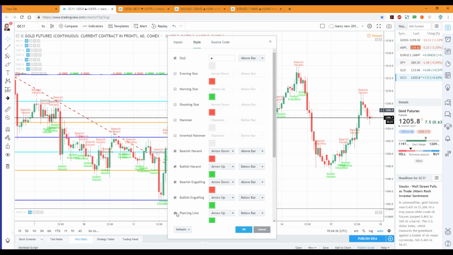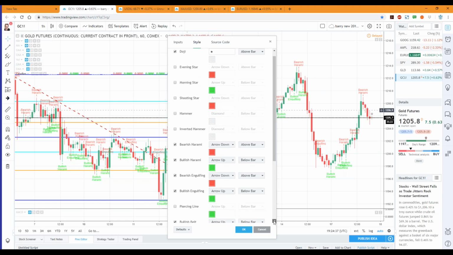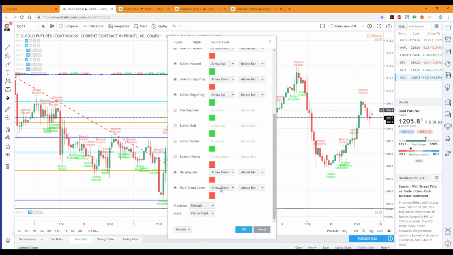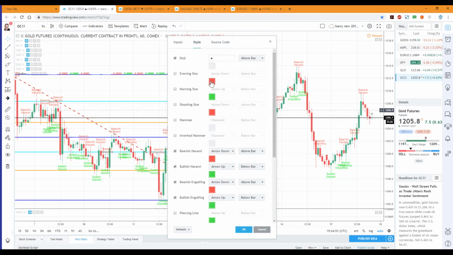I don't use piercing lines. Okay, I don't use bullish belt. I don't use bullish kicker. I don't use bearish kickers. So I can turn all those off. Hanging man and dark cloud cover, don't use them. And then I can set up the colors where I want. Like you see, for doji, I just want a star. I don't need to see them. They happen so often. Okay.